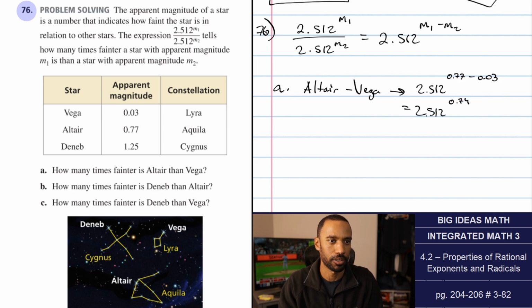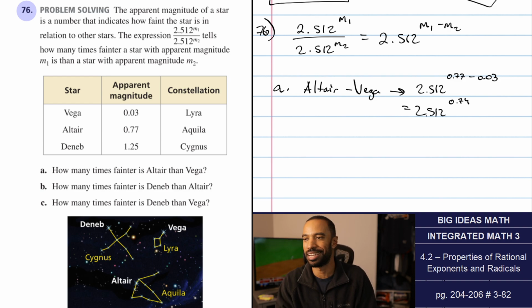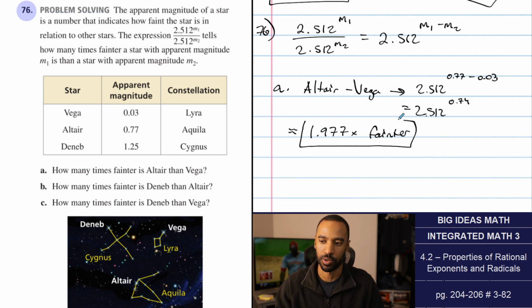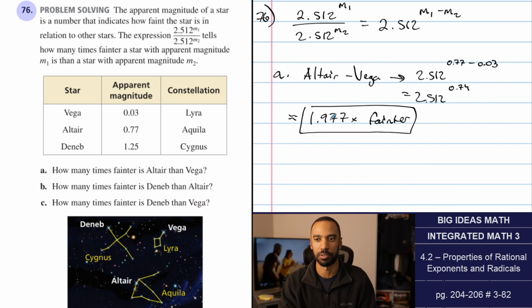So I'll go to the calculator. I guess we don't need parentheses. 2.512 to the 0.74 power gives us 1.977. It's approximated, but that's how many times fainter. About 2 times fainter, twice as faint.